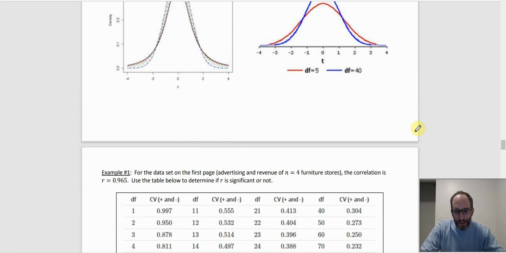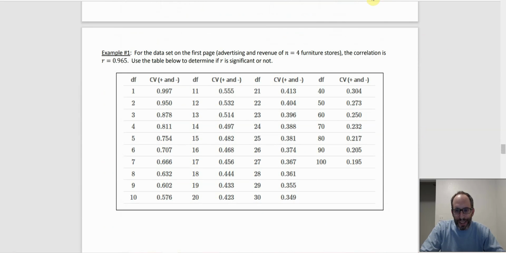All right, so now we can actually get to using the table. This is the exact table. I just did a screenshot of the one that's in the homework and blew it up so it was really big, but this is the exact same thing. So how do you use it? For the data set on the first page, which had the advertising expenditure and revenue for 4 furniture stores, I went through and figured out the correlation for those values. It's 0.965.